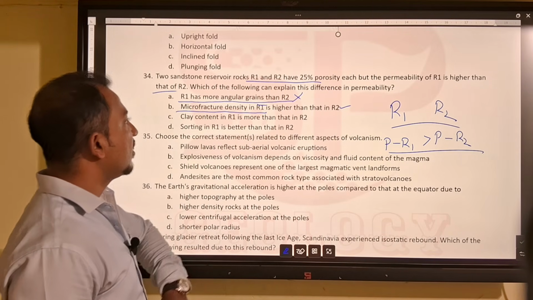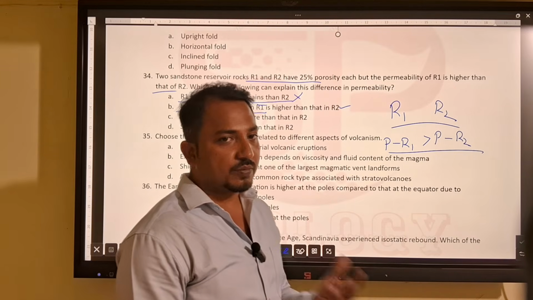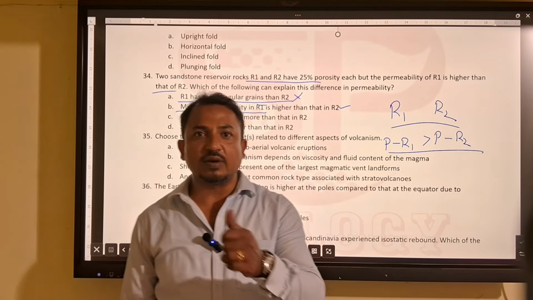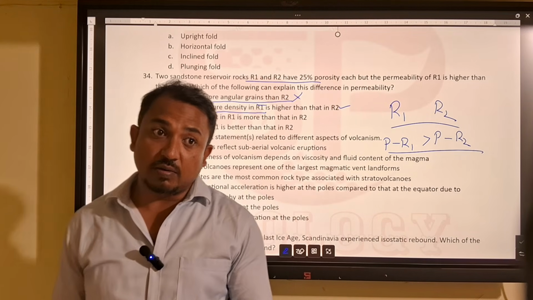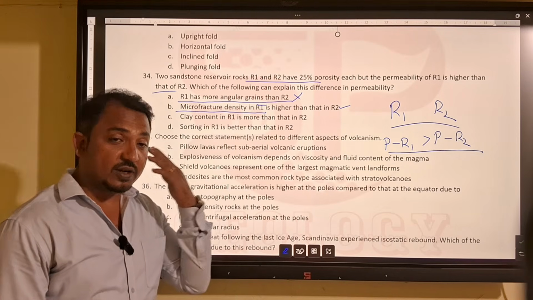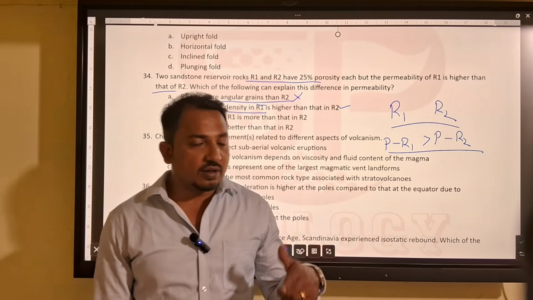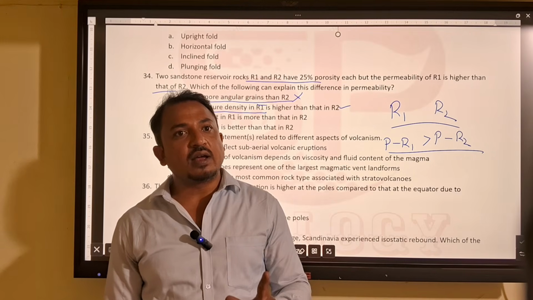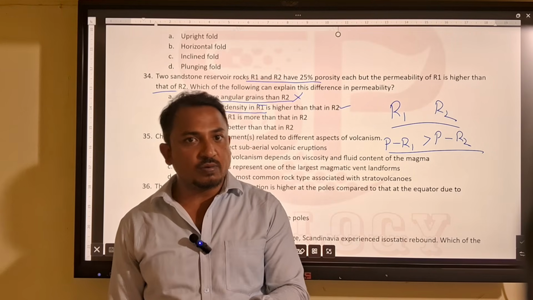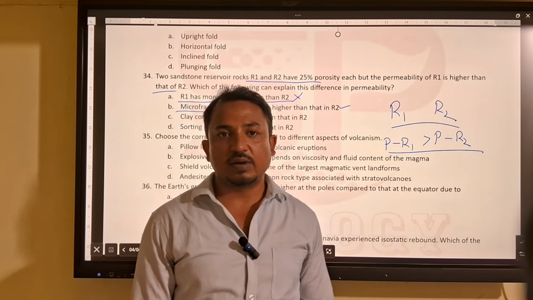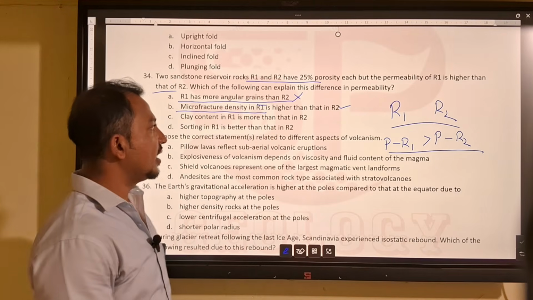Then, clay content of R1 is more than R2. We all know clay is highly porous but impermeable. So if we suppose R1 has more clay, then in the context of R1 being more porous than R2, it will be correct. But in the context of permeability, it will be incorrect.